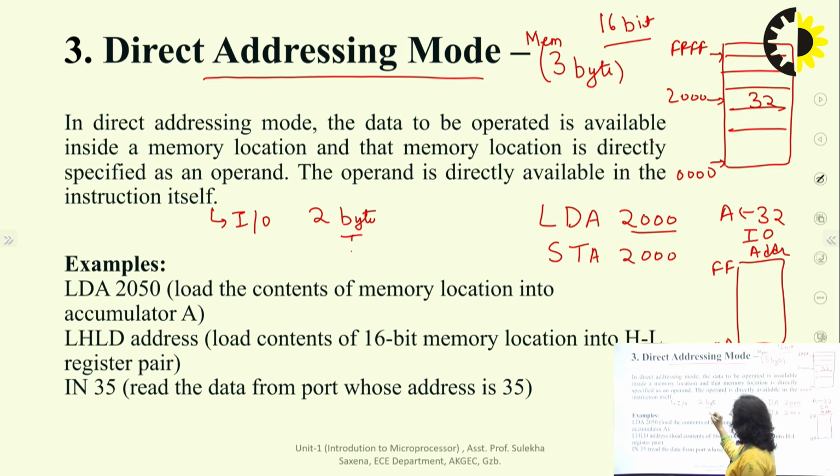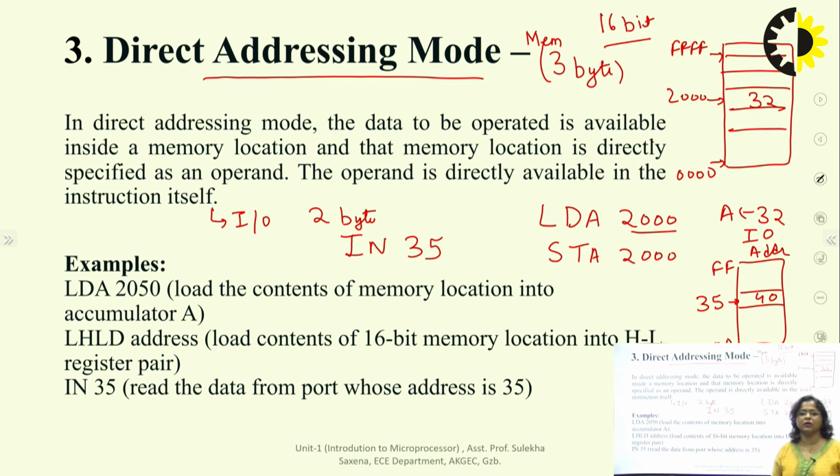For example, in IN 35, 35 is the IO address. At this address, say the value is 40. So this instruction copies the content of address 35 to the accumulator, that is, the accumulator will contain 40. So I hope this type of instruction and its size is clear to all of you. That is, in direct addressing mode, the memory address of the operand is specified in the instruction. Normally all the instructions access memory and the memory address is of 16 bits. So in direct addressing mode, if we access the memory, the size of the instruction will always be 3 bytes.